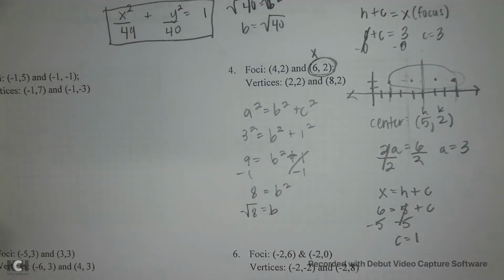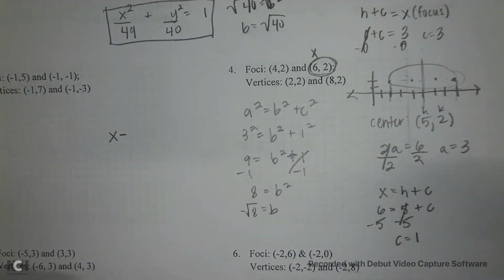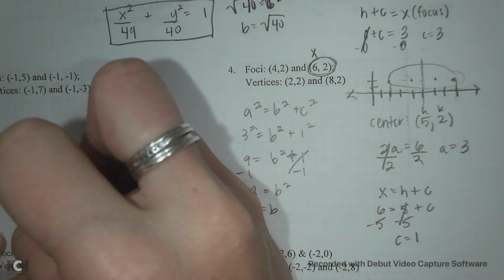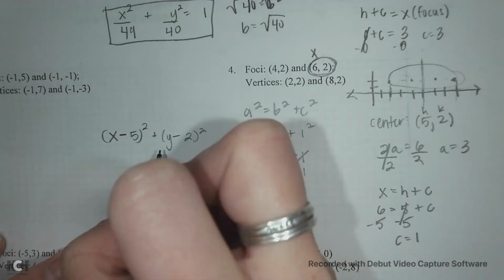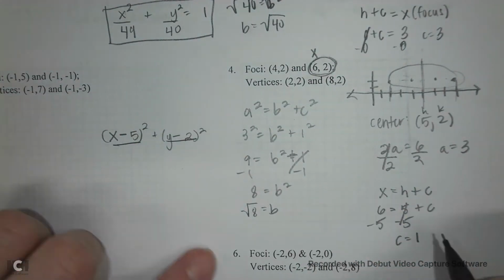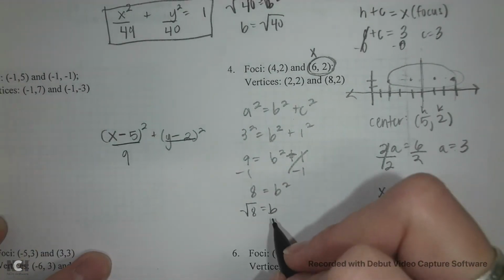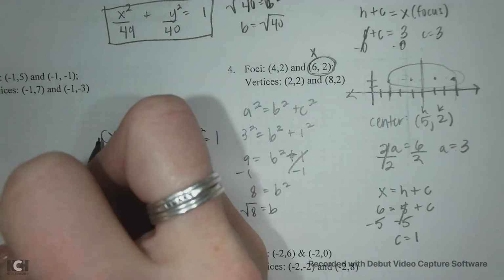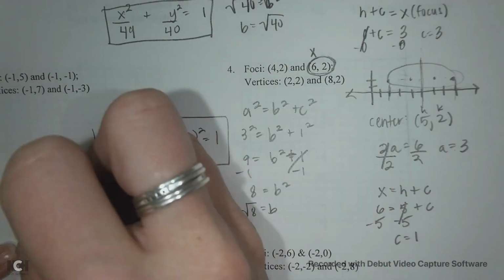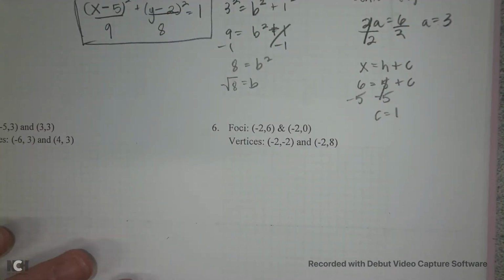Now we put this into our formula. So we have x minus my h, my h is 5, squared, and y minus my k, which is 2, squared, over my a squared. A is 3, 3 squared is 9, and my b squared is the square root of 8, and the square root of 8 squared is 8, and that is equal to 1. Alright, let's just keep going.